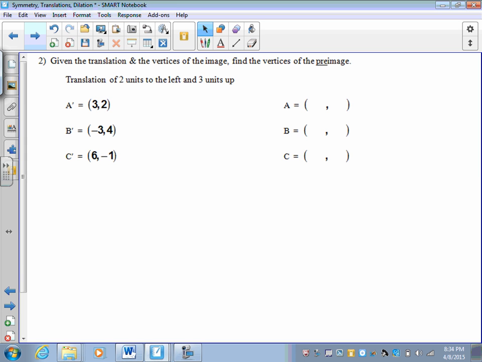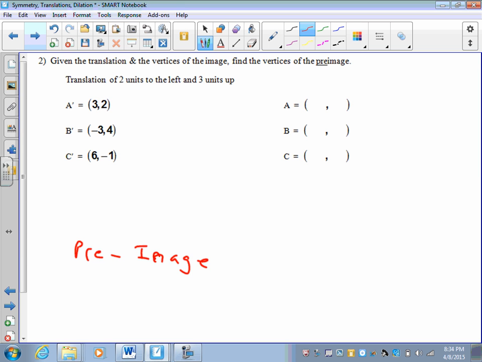Given the translation and the vertices of the image, find the vertices of the pre-image. So this one, we're actually going backwards. Remember, we go from pre-image to image. They're giving me the image, so we're going to do the opposite. Since the translation is 2 units to the left, left would normally be -2, but I'm going to do the opposite, x plus 2. And then up 3 units, that would be y plus 3, but the opposite would be y minus 3. So if I do 3 plus 2, I get 5. And 2 minus 3 gives me -1.